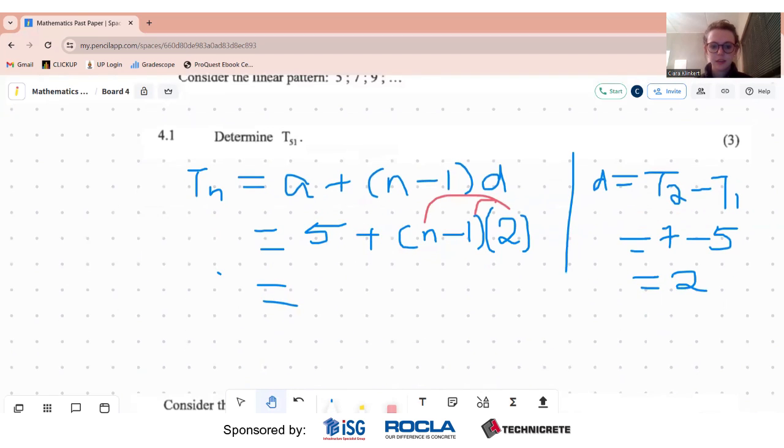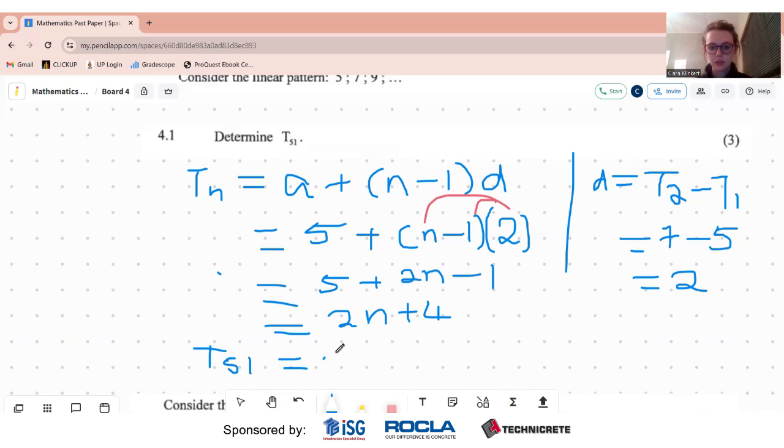I get 5 plus 2n minus 1, which simplifies to 2n plus 4. Then I'm not done yet because I need to calculate T51. I simply substitute 51 in the place of n. If you plug that into your calculator, you get 2 times 51 is 102, plus 4 is 106. So that question is now done.